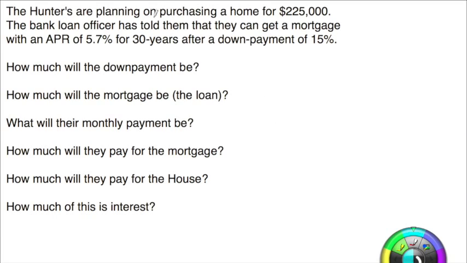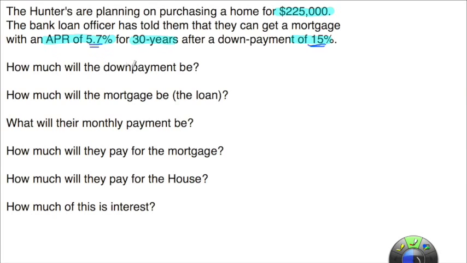So here we have the Hunters are planning on purchasing a home for $225,000. Alright, that's important. The bank loan officer has told them they can get a mortgage with an APR of 5.7%. And this is going to be for 30 years, and they have to make a down payment of 15%. Now be really careful. The 15% and the 5.7% are different. 5.7% is a rate. It's interest rate per year, rather than this 15%, which is just a flat percentage of money. It doesn't have a time frame to it.